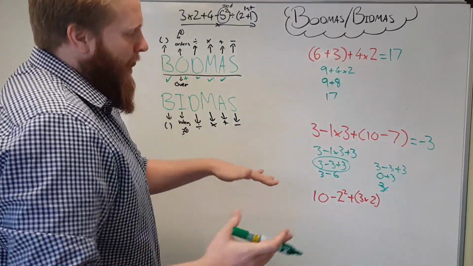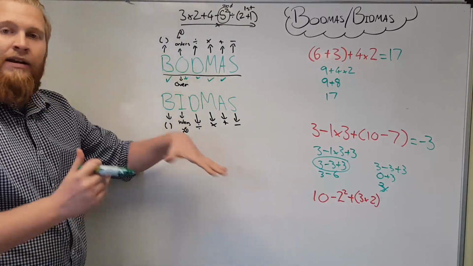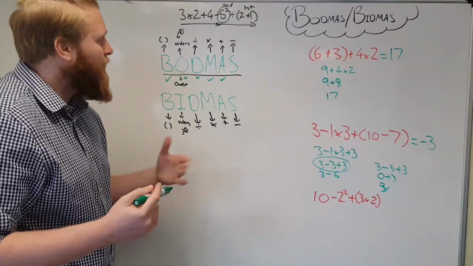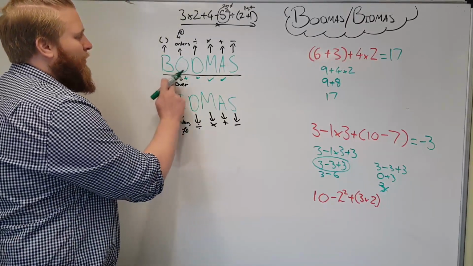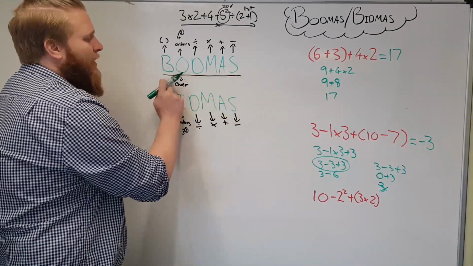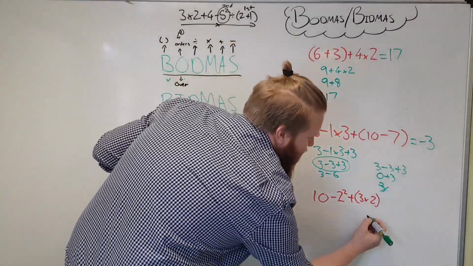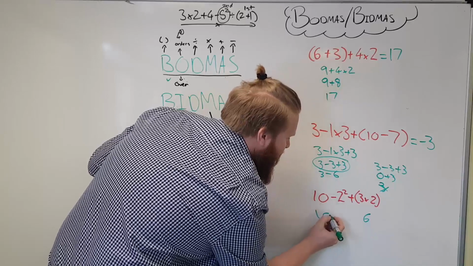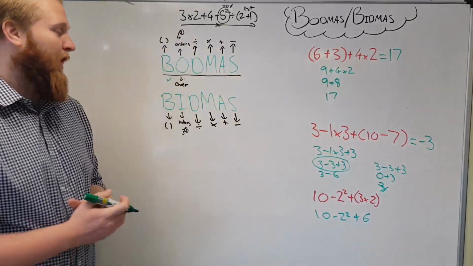Okay. Now let's have a look at our last example, all the way down there. So, again, if you want to have a quick go, maybe pause the video, have a look. So, let's work our way down again. Continue the green finger. B, brackets. Okay, we have brackets. We have 3 times 2, which is 6. Okay, so we have 10, take away 2 squared, plus 6.